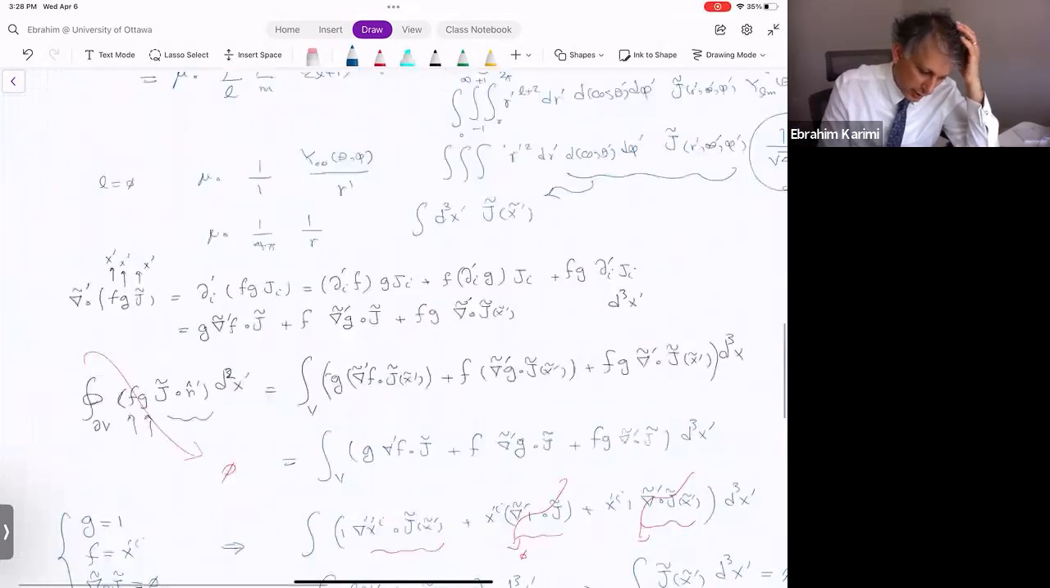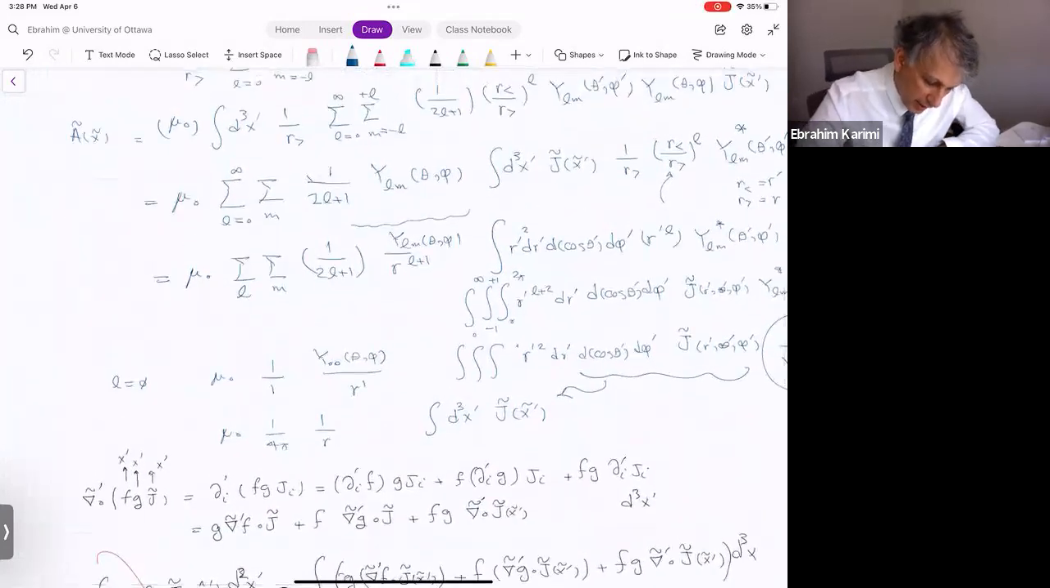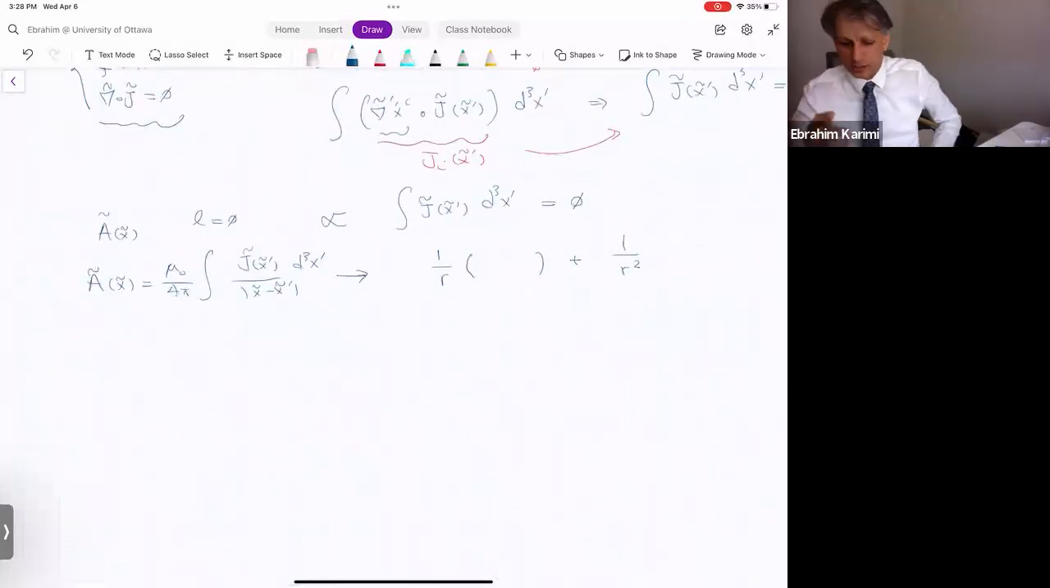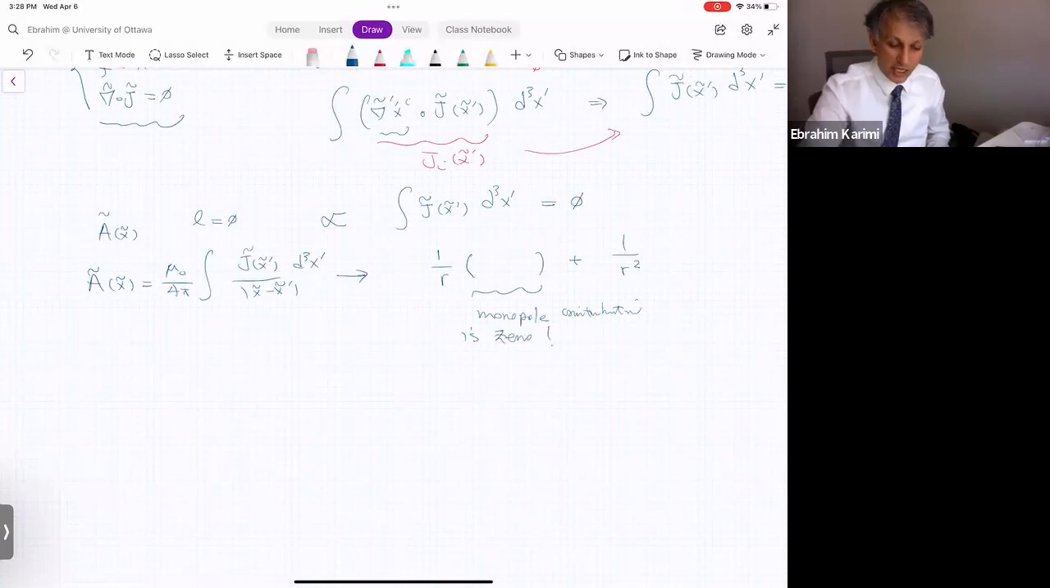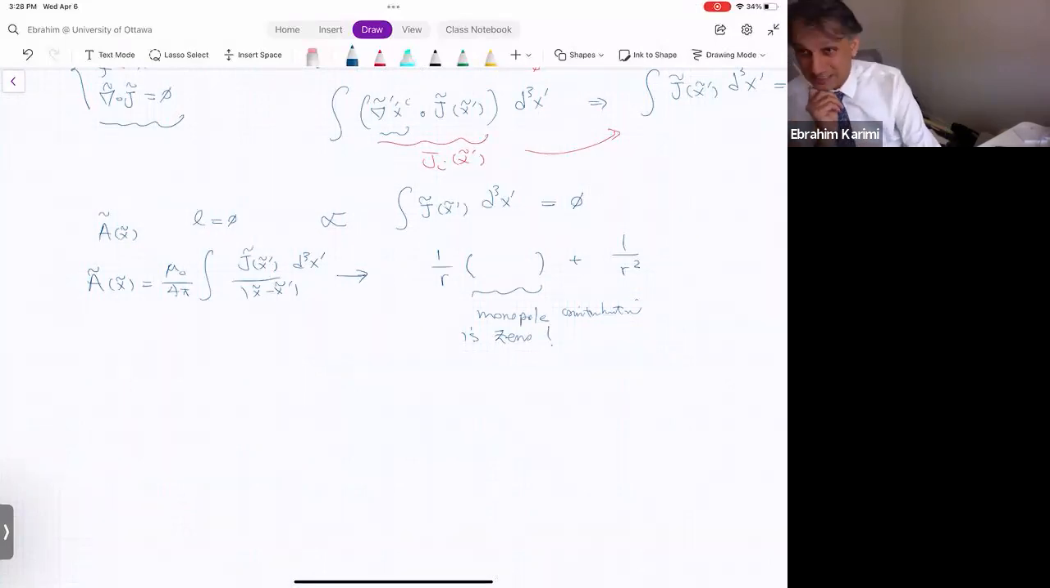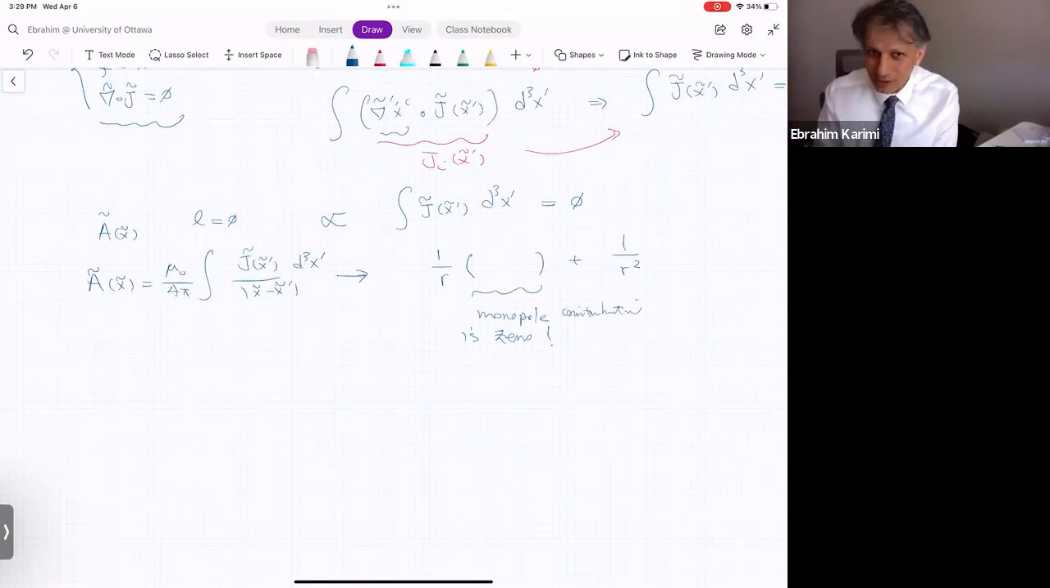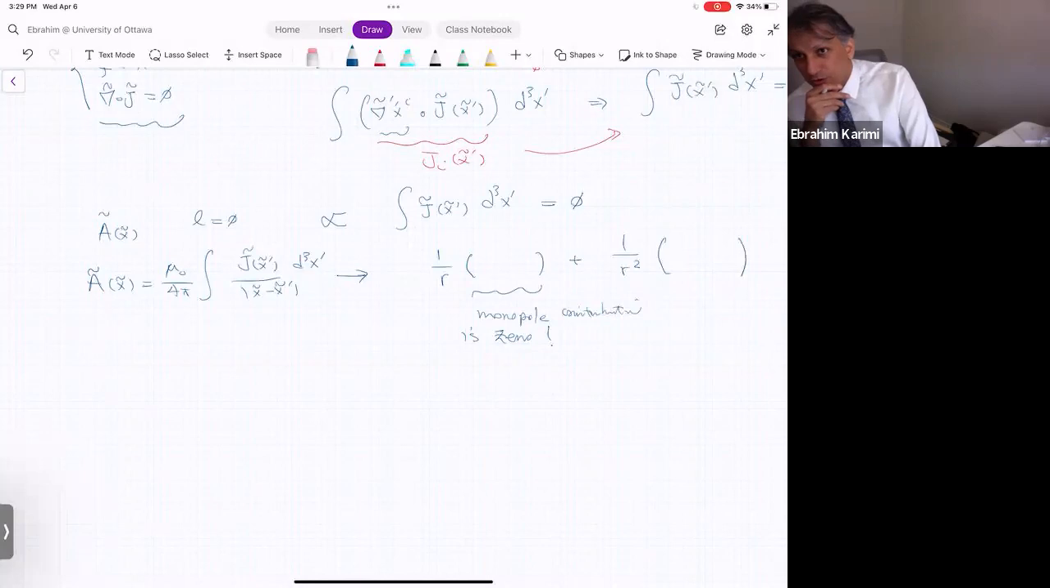Is that clear? So let's look at the expansion. Maybe I've made some mistakes, but it's R to the power of L plus 1. L equal to 0 will be 1 divided by R, and L equal to 1 will be 1 divided by R to the power of 2. Okay? So it seems that there is no monopole contribution. The monopole contribution is 0. It does not look like the scalar potential, where the monopole contribution exists and gives you the total charge divided by R. Here, no, it starts from the second term, which is a dipole contribution.